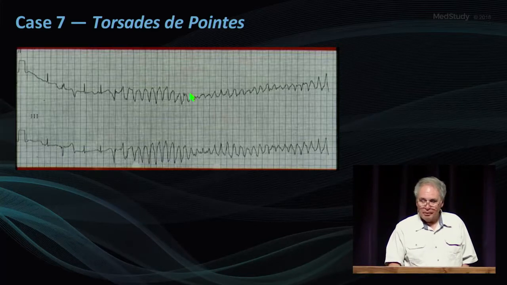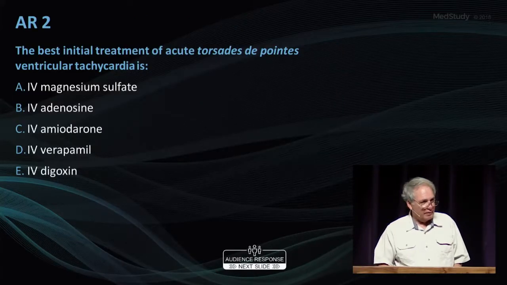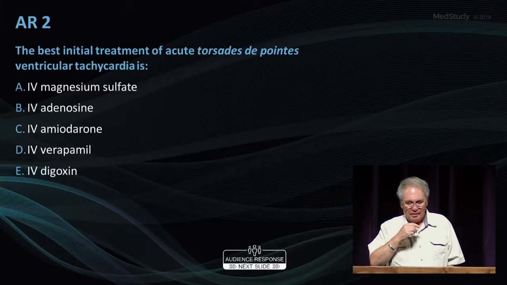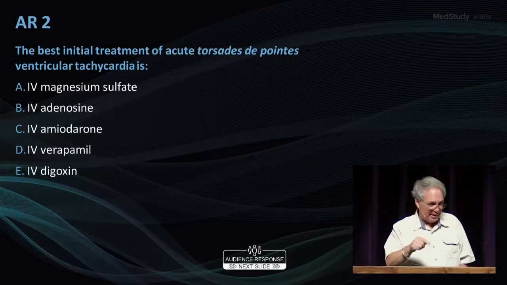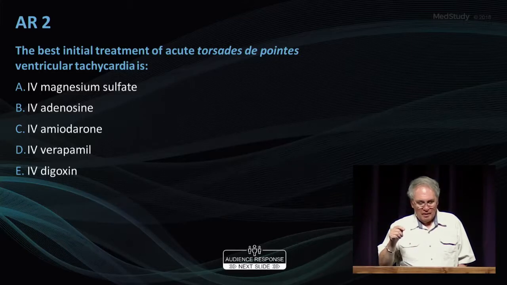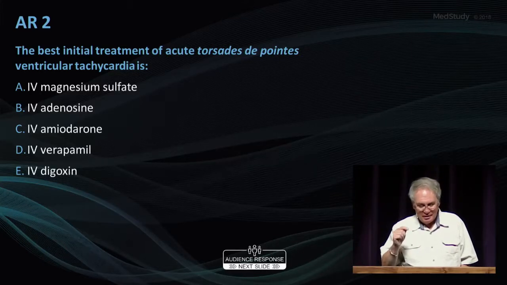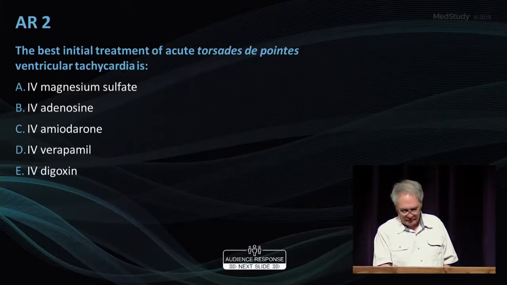And the kid woke up, and here's a question for you. The best initial treatment for acute torsades, like this kid had in the office, A, B, C, D, or E? Go for it. Anybody doing it? Oh, okay. So let's see how we're doing here.